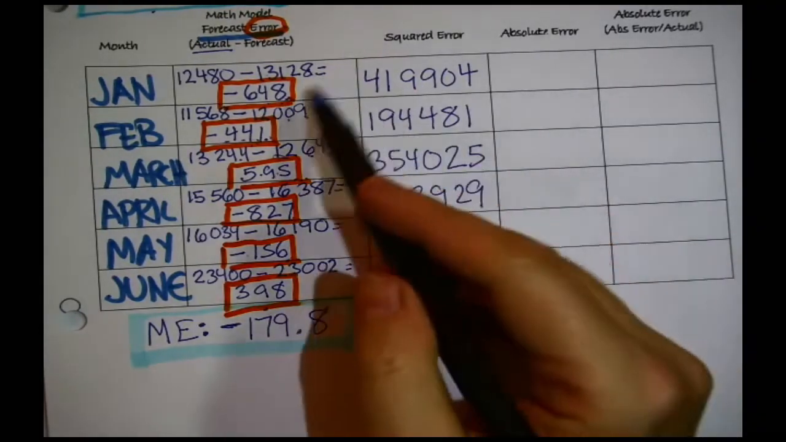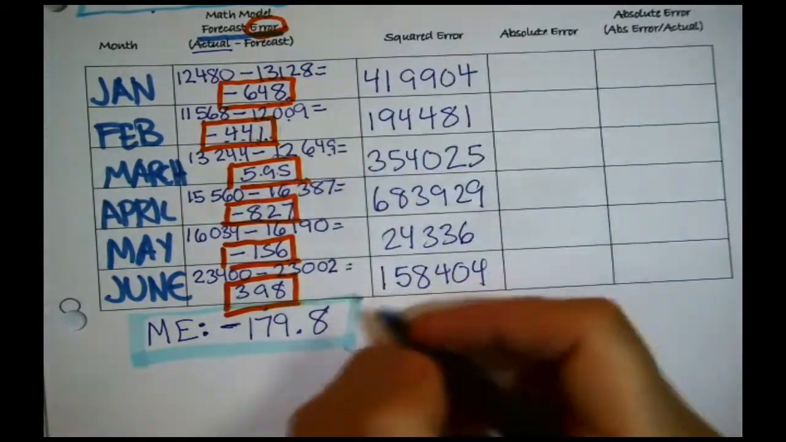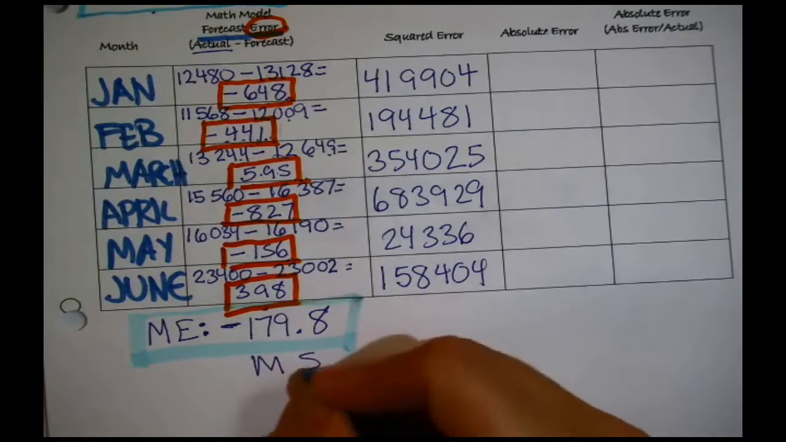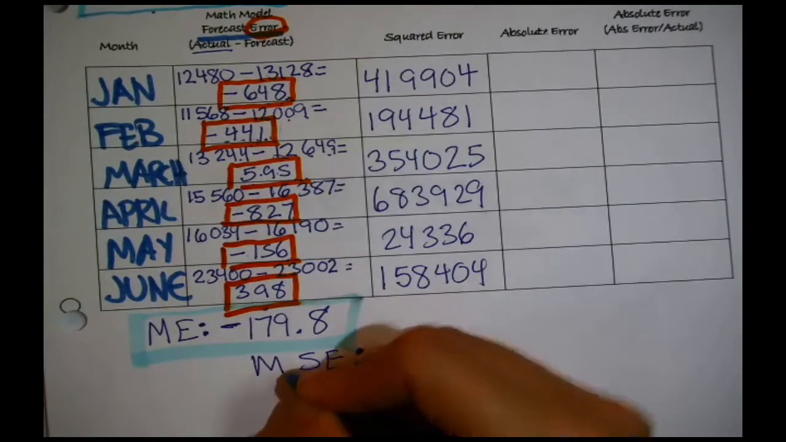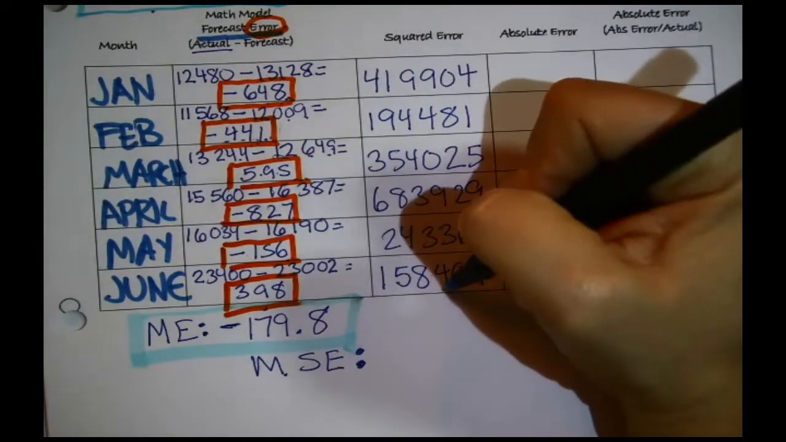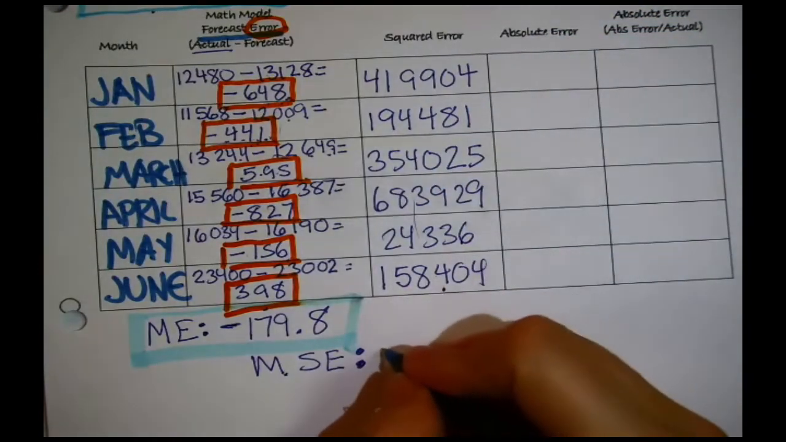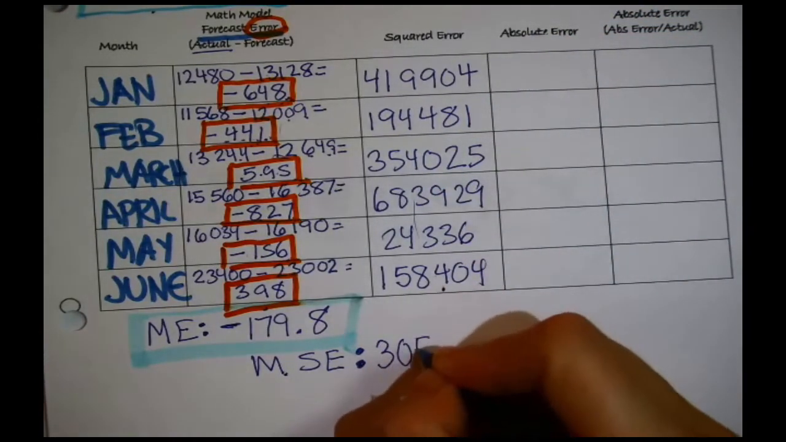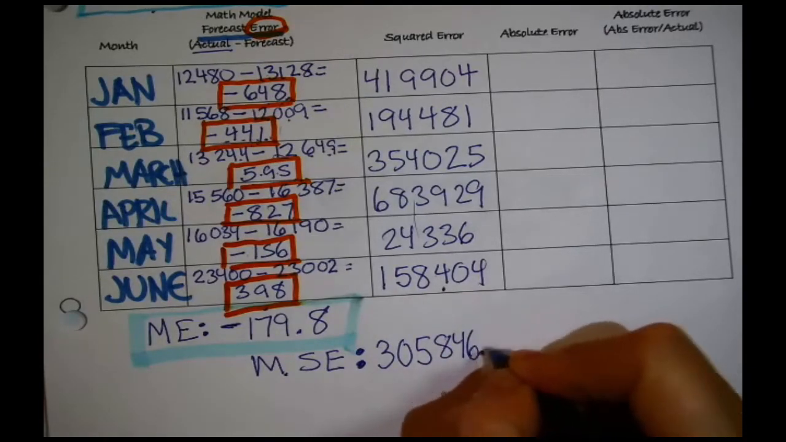Now, why did I do that? Why did I square each one of these and write it here? Because I wanted to calculate mean squared error. Mean is an average. What do I do? I just average these numbers, and when you average these numbers right here, what I get is a pretty large number, 305,846.5.